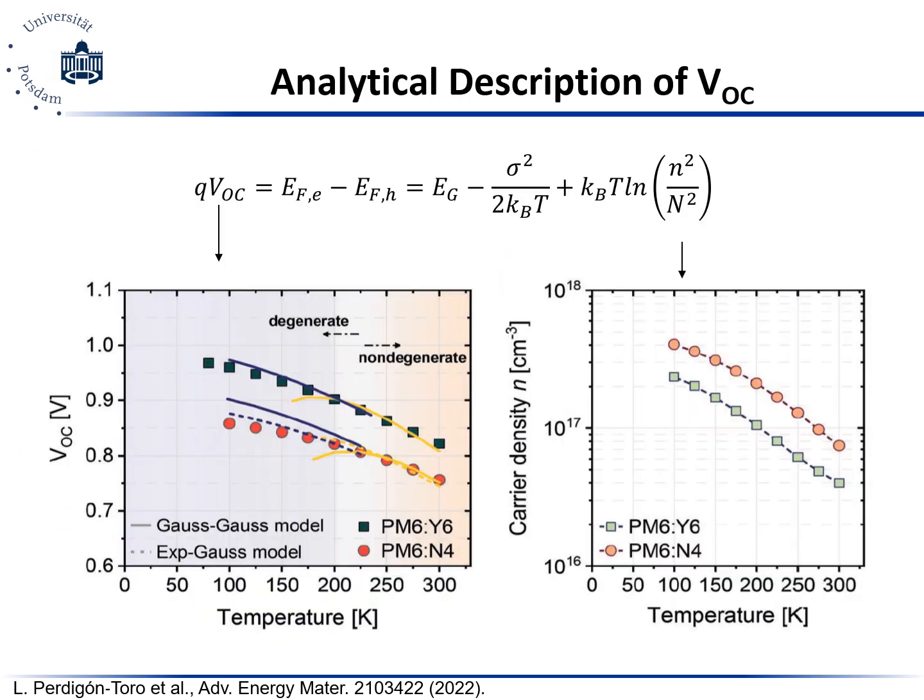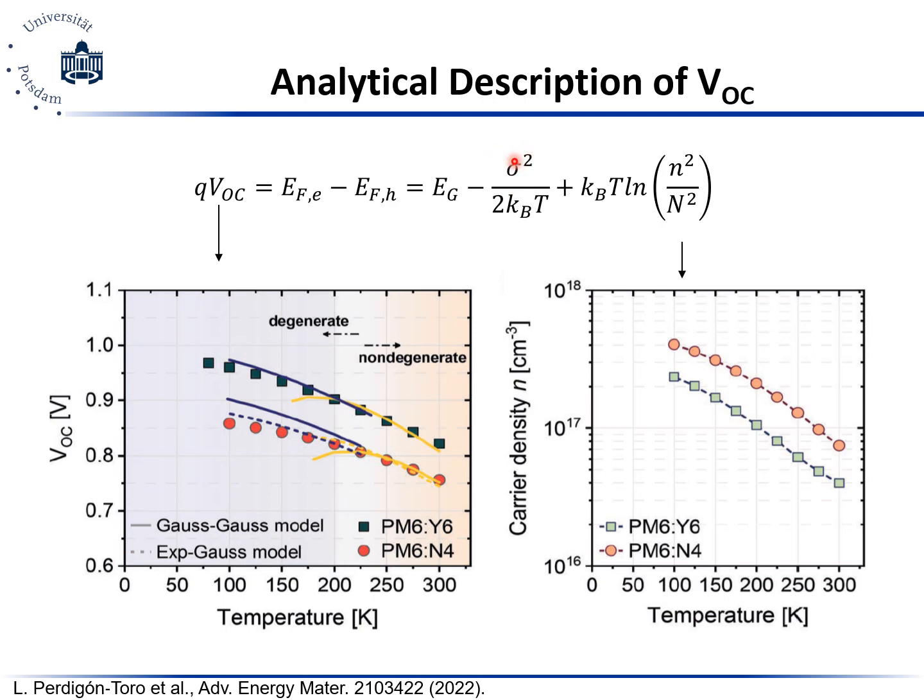With this information at hand, the next step was to model the experimental VOC as function of temperature, as shown here for the PM6Y6 and the PM6N4 with analytical models. One of those equations is shown here, which can be used as a high temperature limit for a system where both the LUMO and the HOMO experience Gaussian disorder, with sigma being the combined widths.